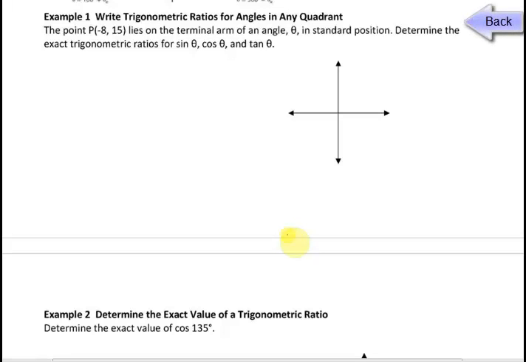Okay, example 1. Write trigonometric ratios for angles in any quadrant. The point P(-8, 15) lies on the terminal arm of an angle theta in standard position. Determine the exact trigonometric ratios for sine theta, cos theta, and tan of theta. Okay, so let's start off by drawing a diagram.